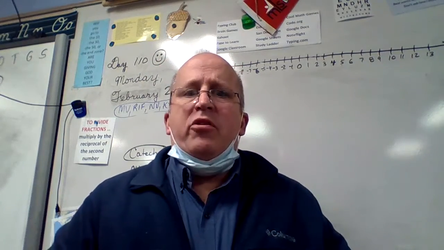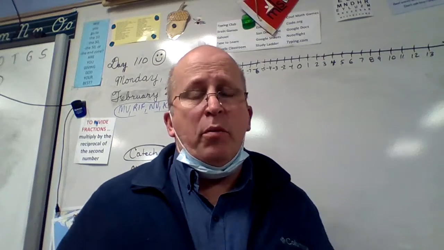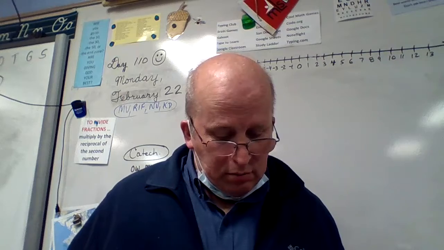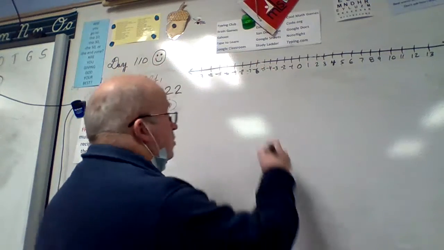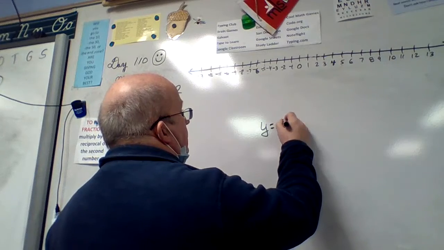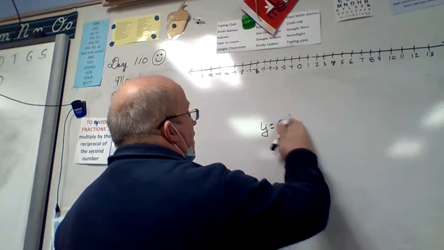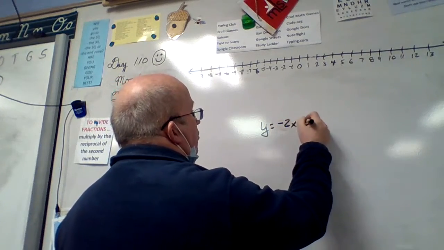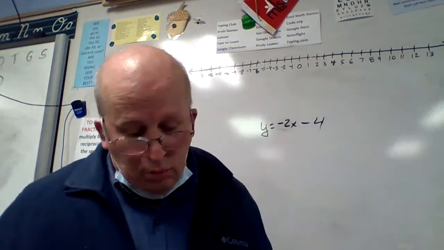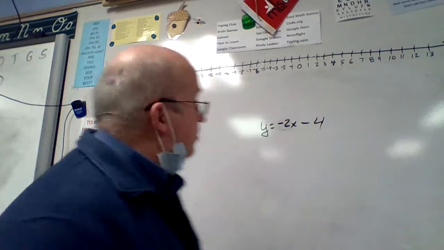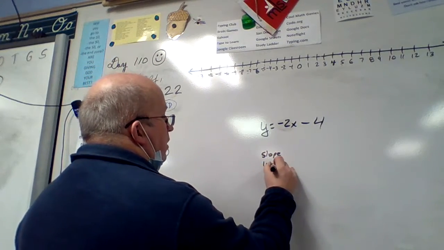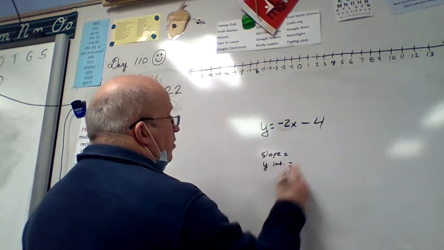I'm going to do problems similar to what you see there. I'm not going to do the problems that are there. Let's take a look at something like number 2. If I had y equals negative 2x minus 4, and somebody said to me, find the slope and find the y-intercept in those particular cases.